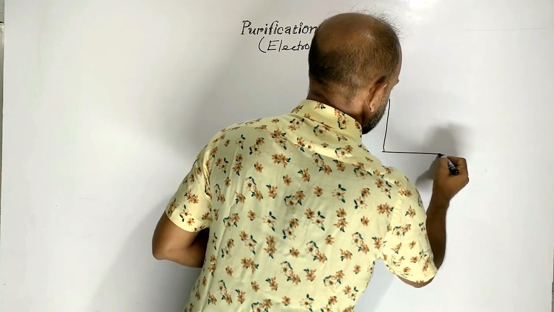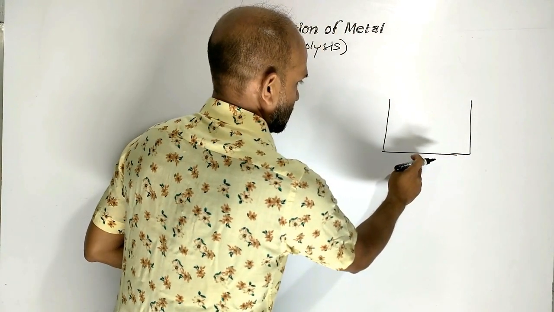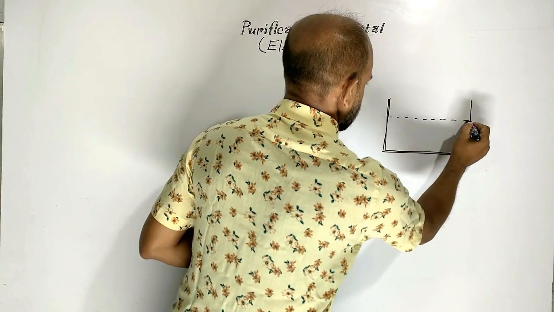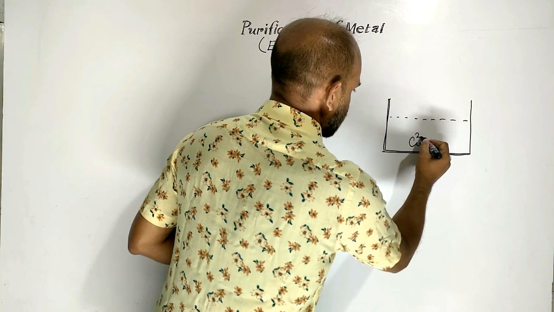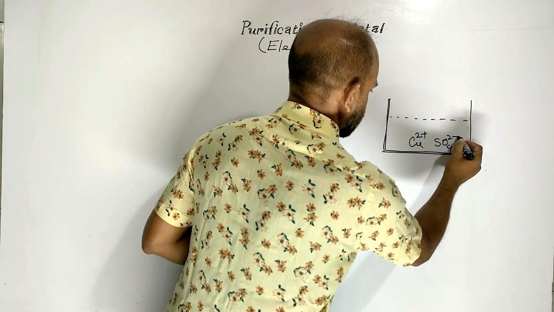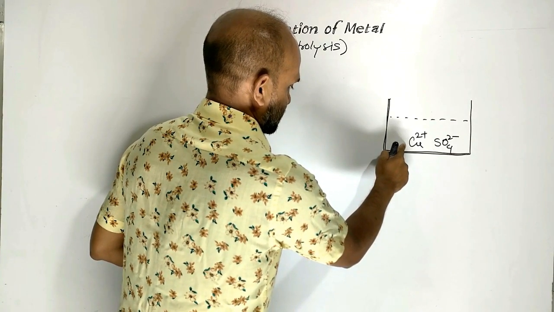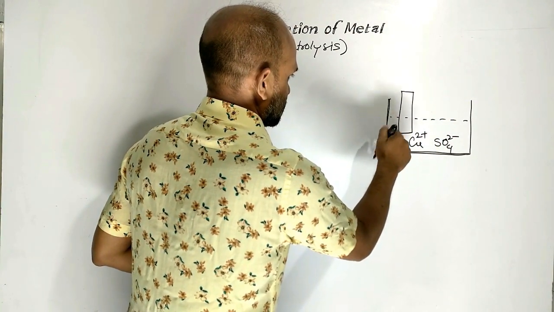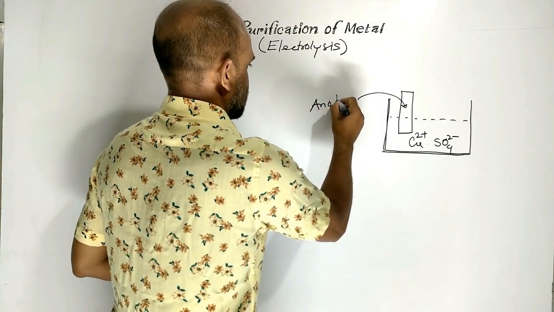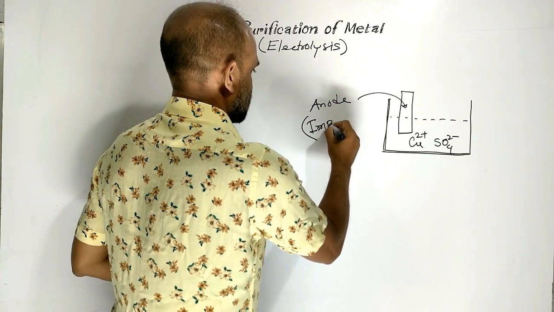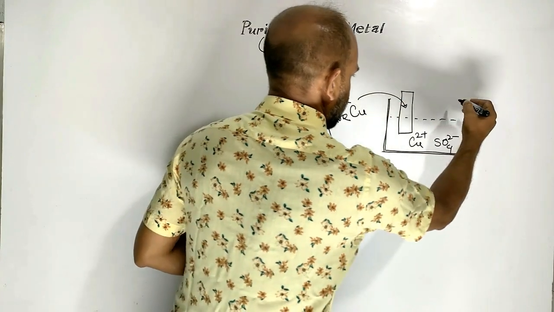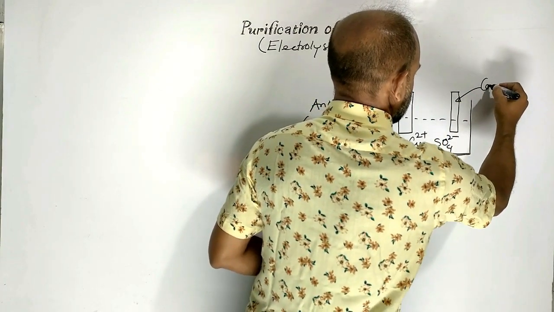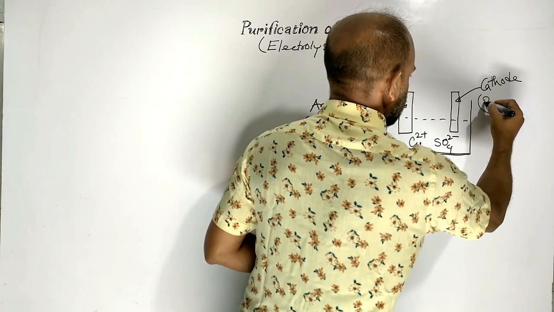Let us consider this is a vessel, glassware or ceramic ware, in which solution of copper sulfate has been taken. Electrolytic solution of copper sulfate. In this solution, this is anode, which is impure copper, and this is cathode, which is pure copper.